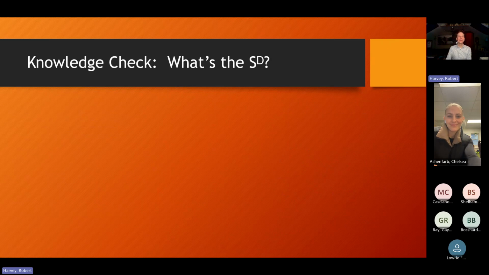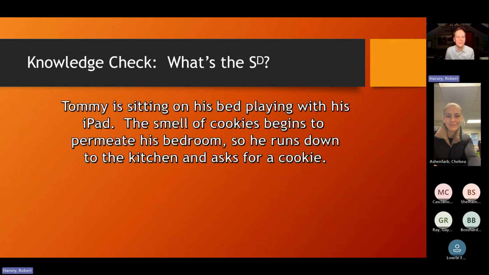All right, so knowledge check. Let's practice what we just did. You're identifying what is the discriminative stimulus, the SD. Tommy is sitting on his bed playing with his iPad. The smell of cookies begins to permeate his bedroom, so he runs down to the kitchen and asks for a cookie. What's the primary SD in this situation?